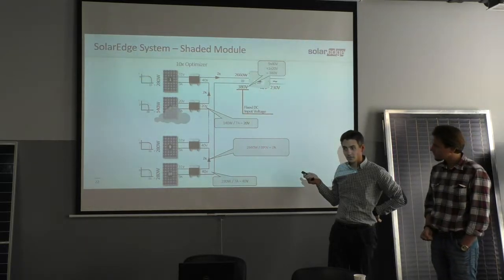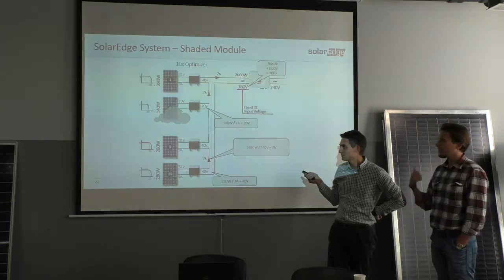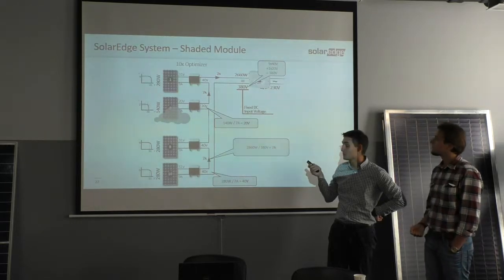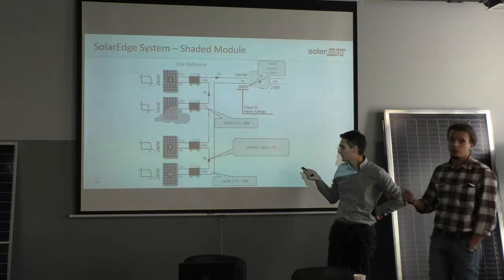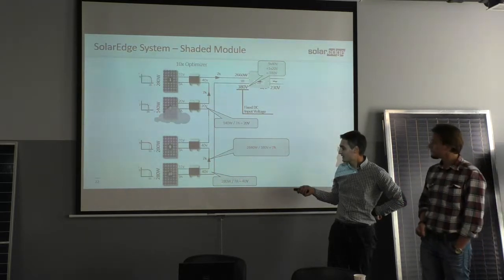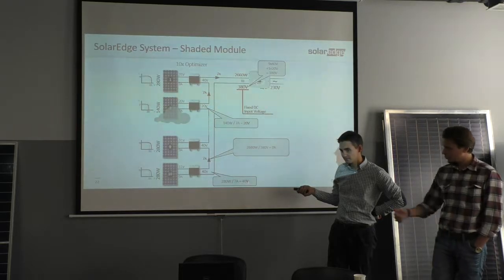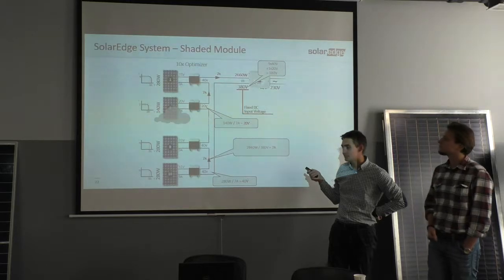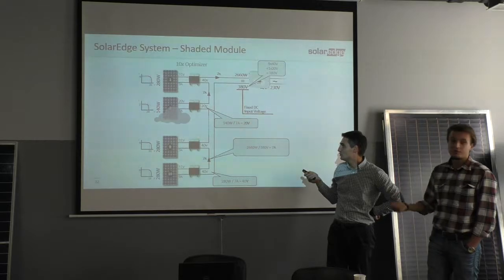Voltage is not changing, so we divide by 380. Current was reduced in this case from 7.4 to 7 amps. To check, 280 divided by 7 gives us 40 volts. And here, in the shaded case, 140 divided by 7 gives us 20.